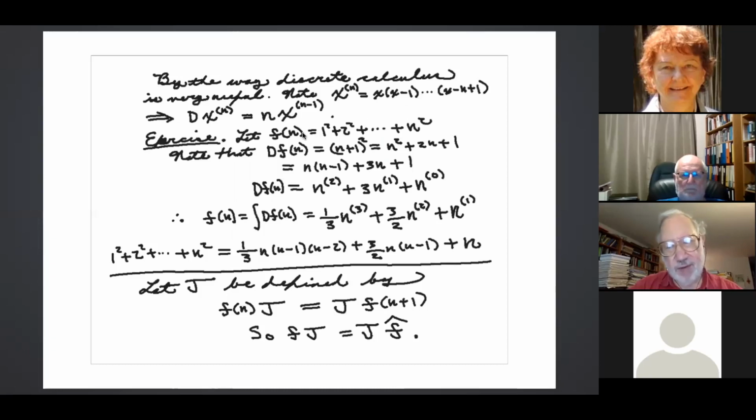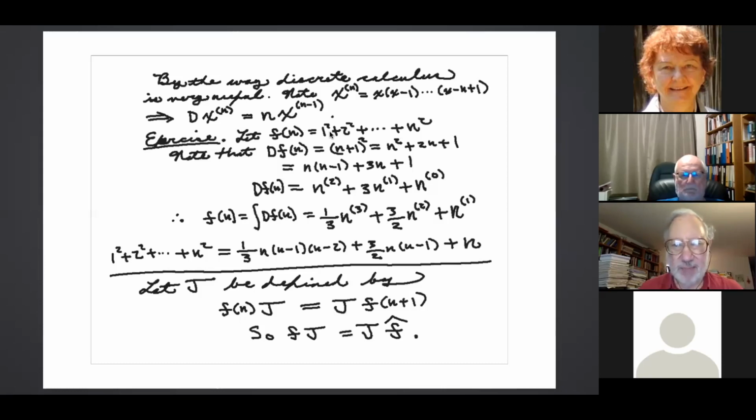Suppose you had f of n and you wanted to find a formula for it, f of n being the sum of the squares. Well, look at the derivative of that. The derivative of that is the sum all the way up to n plus 1 squared minus the sum all the way up to n squared. So it's just n plus 1 squared, which is n squared plus 2n plus 1. And I can write that in terms of my x upper n's. It's n upper 2, plus 3 n upper 1, plus n upper 0, by just rewriting it a little bit.